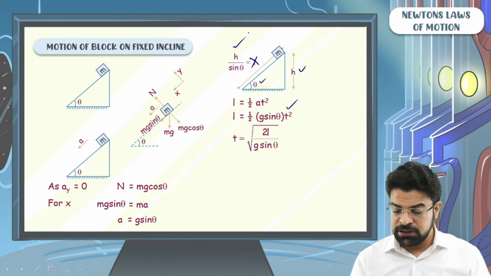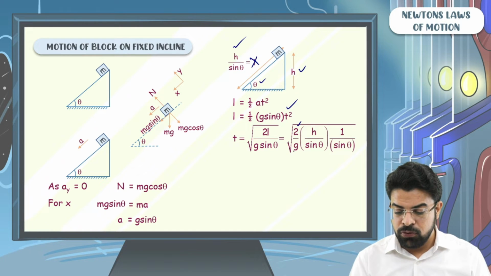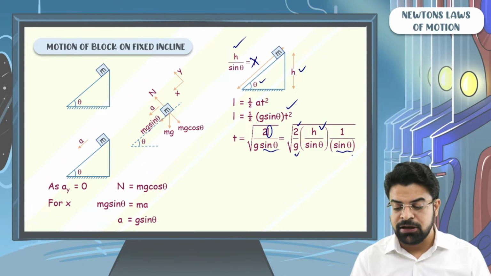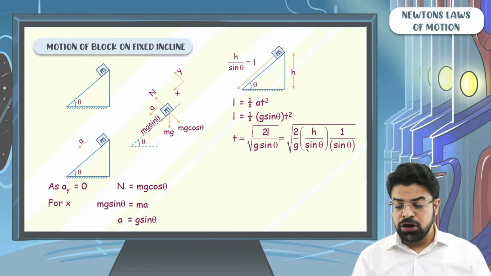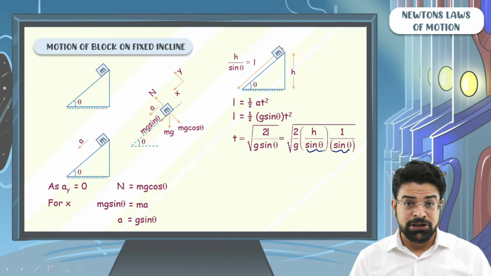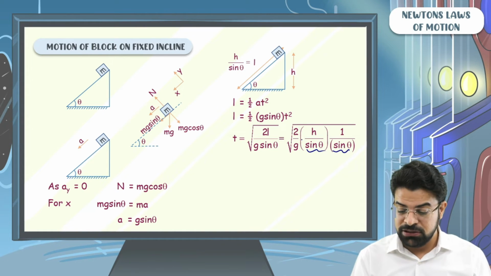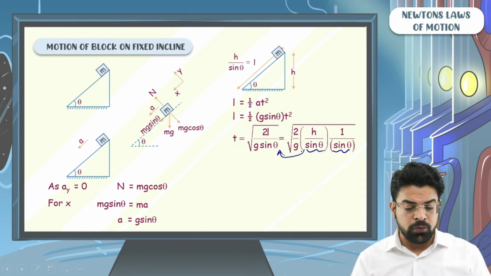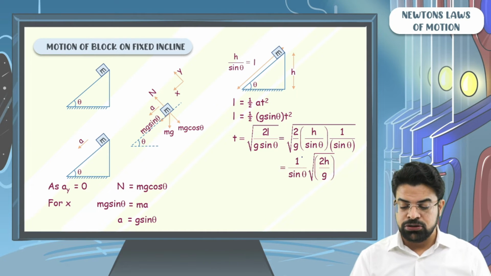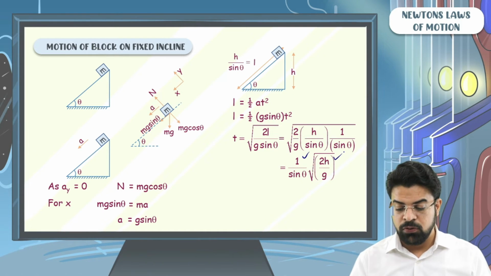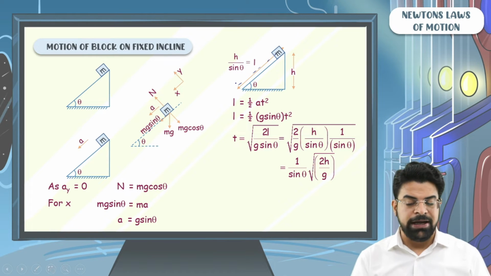So what we get is the time is under root of 2 by g. In place of L, substitute h by sine theta, and there is one more sine theta in the denominator. Now we have got two sine thetas in the denominator, so we get sine square theta. That can be pulled out of the under root. So we can write the time taken as 1 by sine theta into under root of 2h by g. So this will be the time taken by the block to slide.